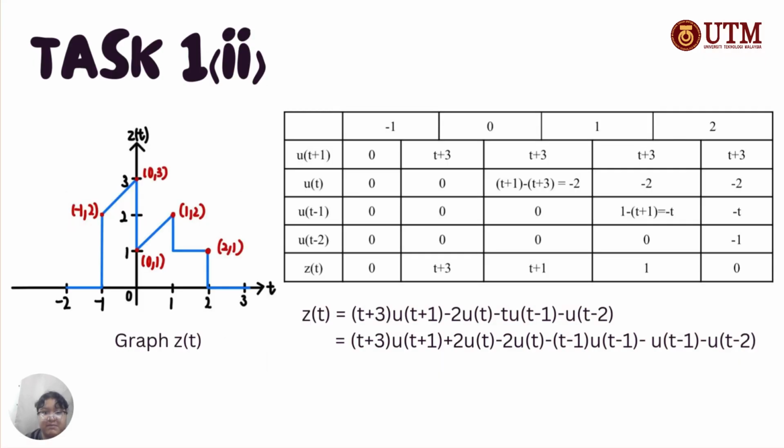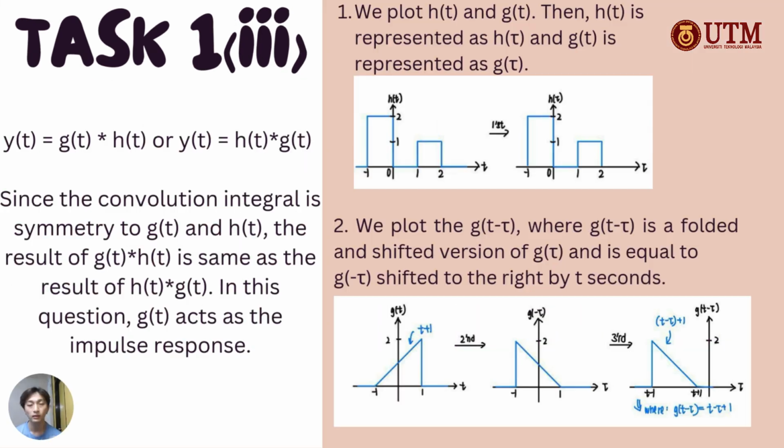After that we can plot them, and to verify, we use the table method to get the equation for z(t). Thus we develop the MATLAB code from the equation, and after running the code, we get exactly the same signal as our plotted signal. Task 1 part 3 is about the convolution of the h(t) and g(t) signals.